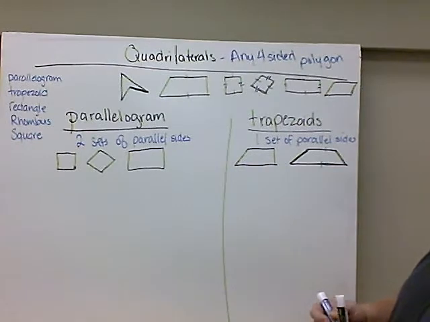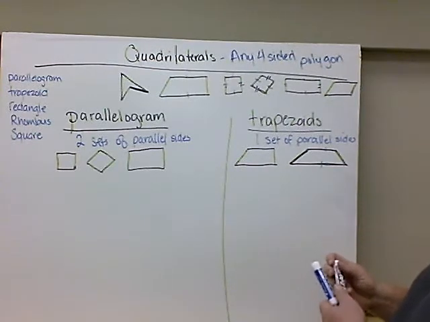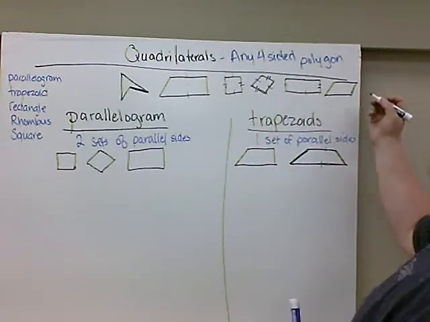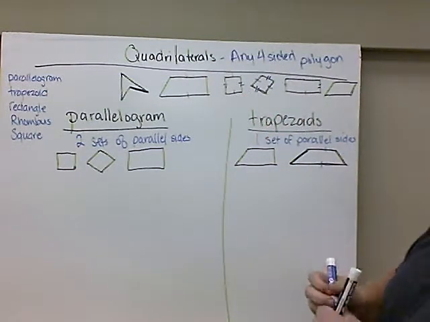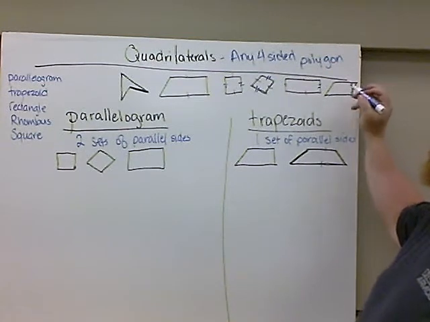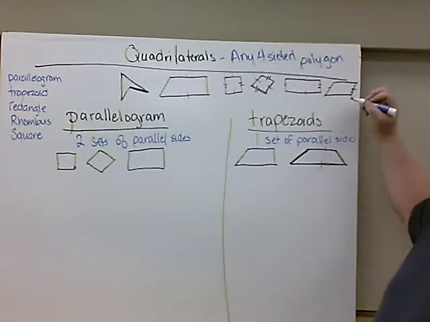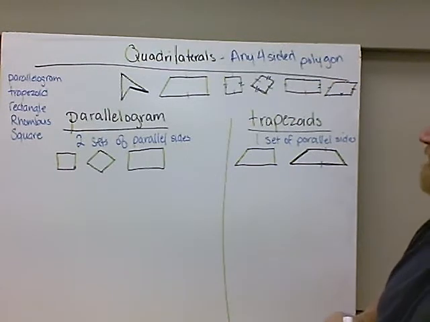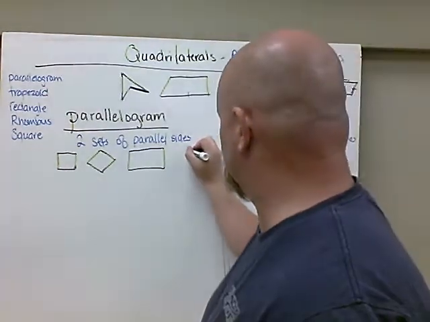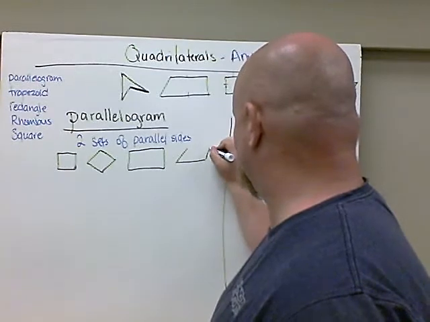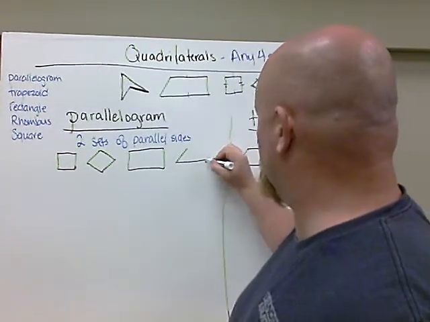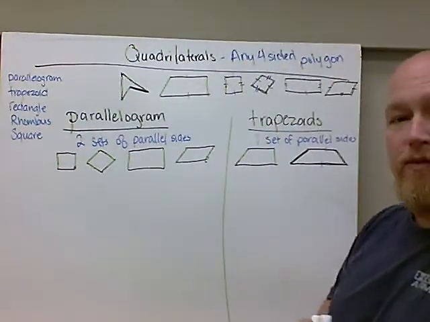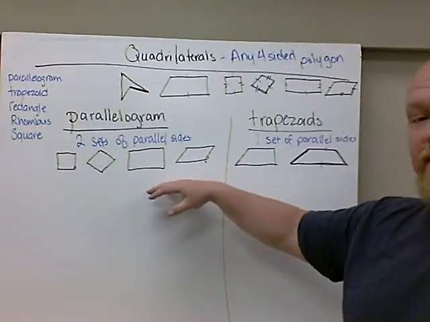Last is this shape. That is a parallelogram also. It's almost like someone took the rectangle and slanted it slightly. This line is parallel to this line. There's one set. This side is parallel to this side. There's two sets. See, I didn't draw that parallel. Bam.